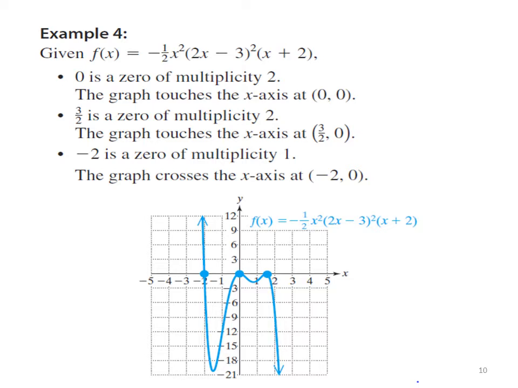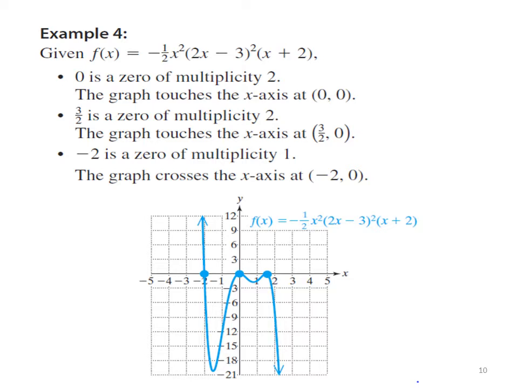The next zero, which is 3 over 2, has multiplicity 2 because the term 2x minus 3 is also squared, so it is repeated twice. The graph of the function also touches the x-axis at this point, 3 over 2. The third zero, which is minus 2, has multiplicity 1, and in this case the graph of the function crosses the axis, meaning the sign of f of x changes.